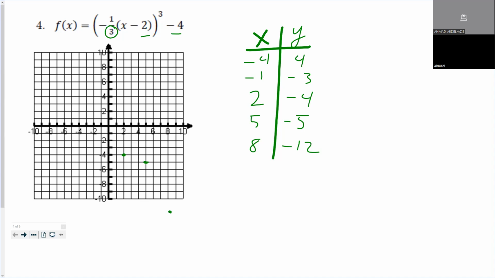Then negative 1, negative 3. Then negative 4, 4. You get a function that looks like that.